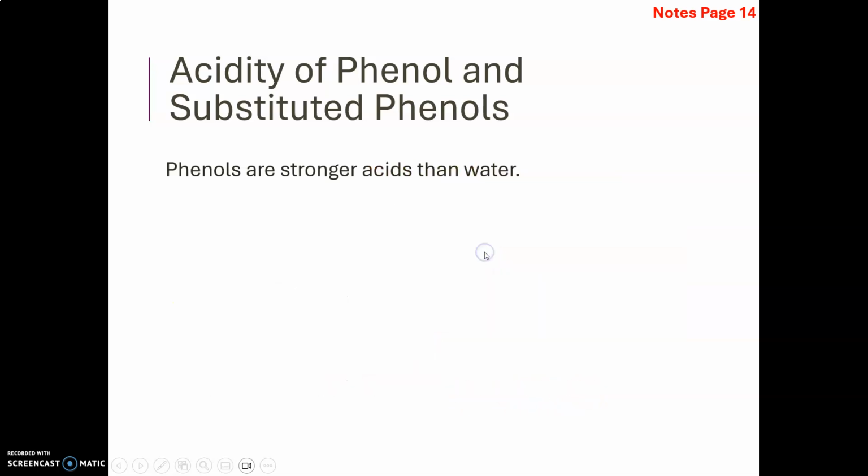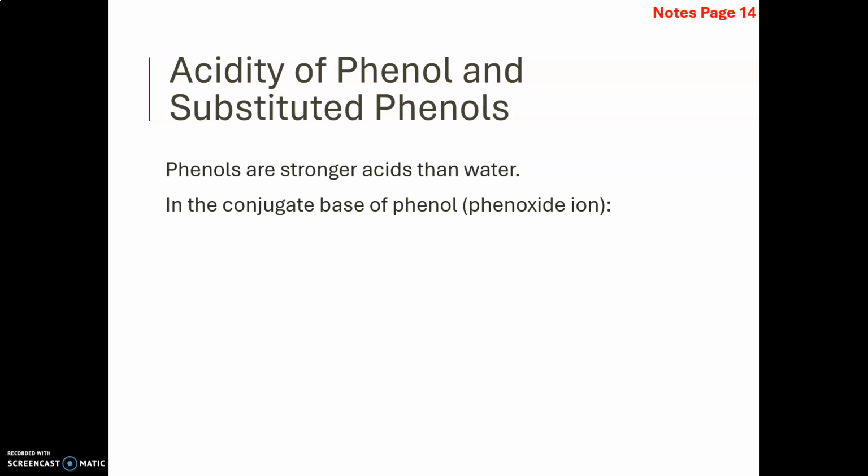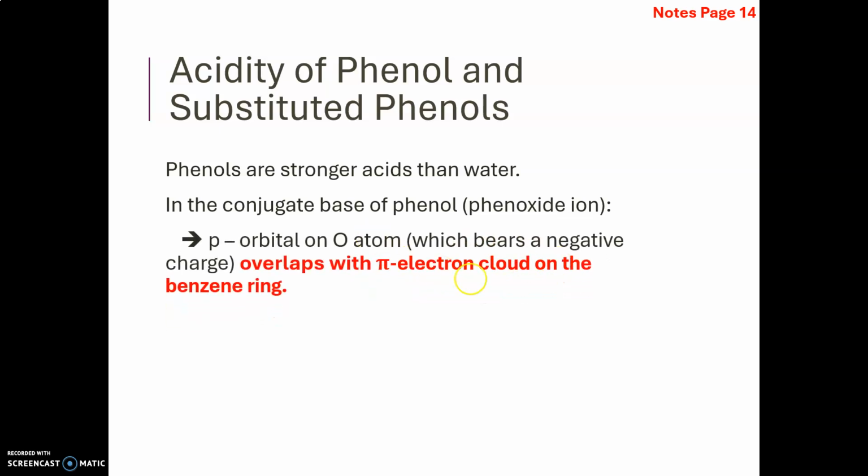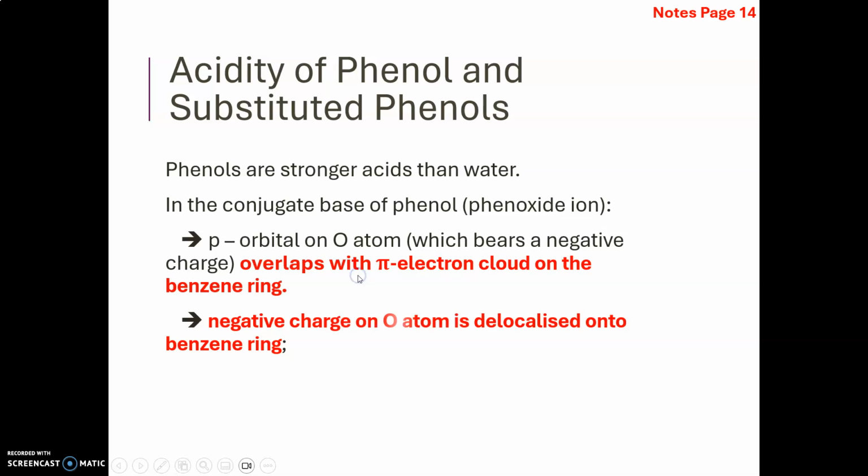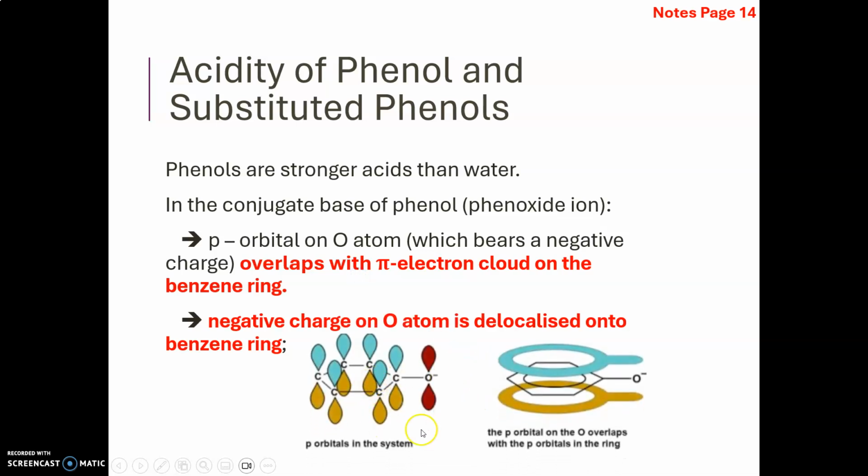But when we go to phenols, phenols are actually stronger acids than water. This is because in the conjugate base of phenol, which is known as a phenoxide ion, the O atom, which bears a negative charge, the p orbital on this O atom will overlap with the pi electron cloud on the benzene ring, as shown in this diagram. So the negative charge on the O atom will be delocalized onto the benzene ring.